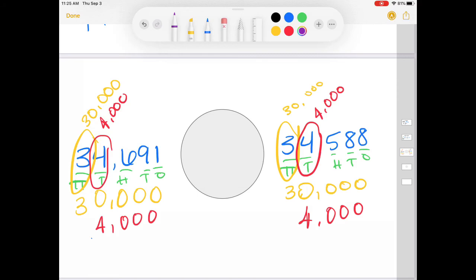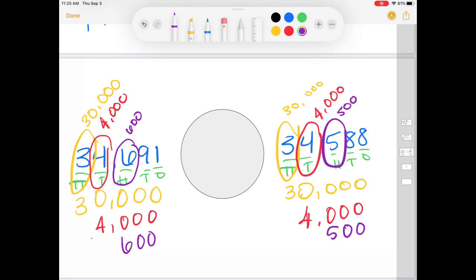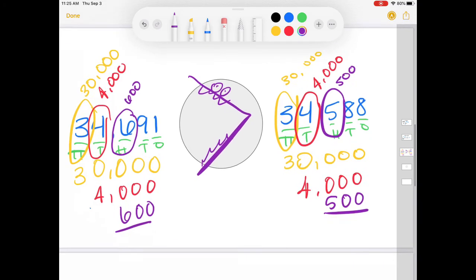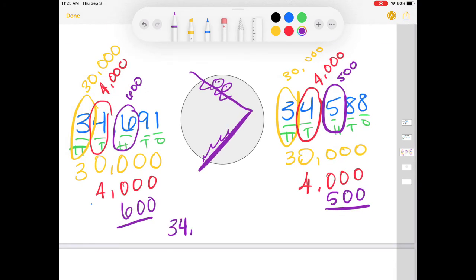So next, I have my hundreds. So I'm going to look over here. I have a 6, which means it's 600. And over here I have a 5, which means it's 500. So now I have two numbers that are not equal. They are not the same, so this is where I stop. Which number is greater, 600 or 500? 600 is greater, so that's the one your alligator wants to eat, right? Your angry, hungry, purple alligator. So 34,691 is greater than 34,588.